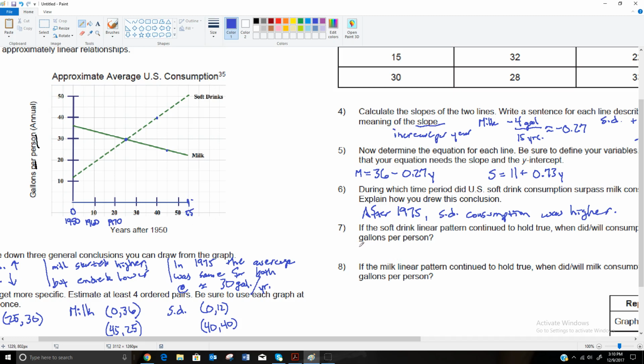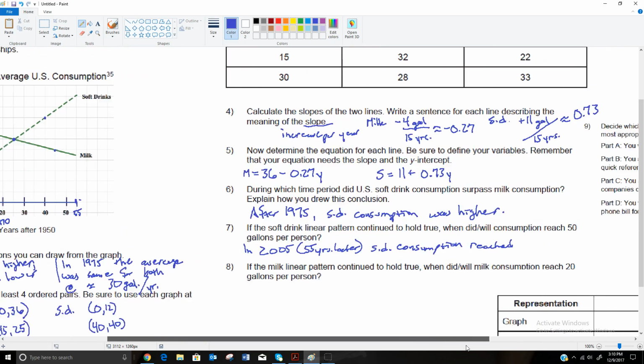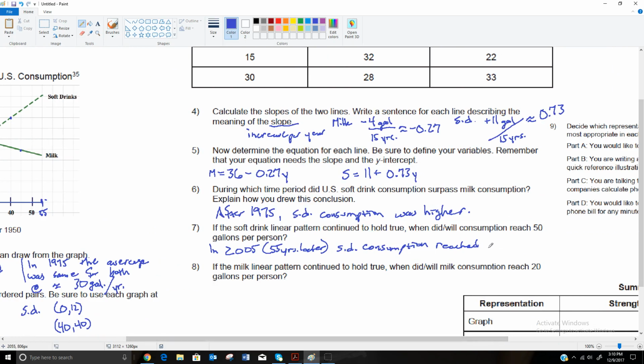So in... it's actually not 19, it's 55 years after 1950, so it's actually 2005. So in 2005, 55 years later, soft drink consumption reached approximately 50. Again, it looks like it's actually a little bit higher than 50, but we'll go with it. So it's about 50 gallons per person.